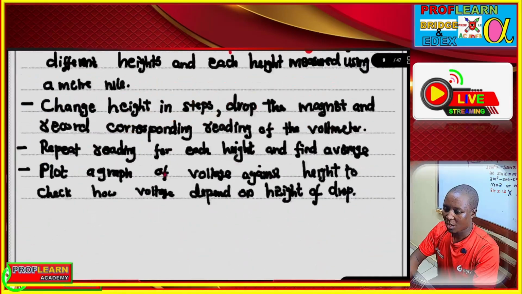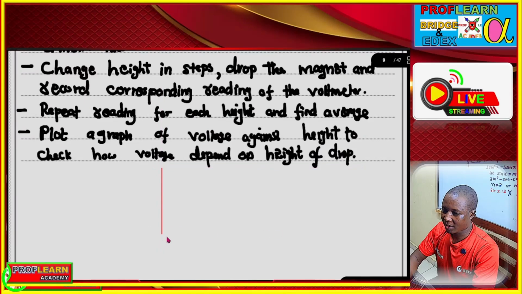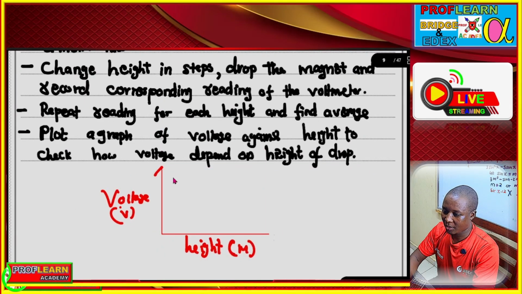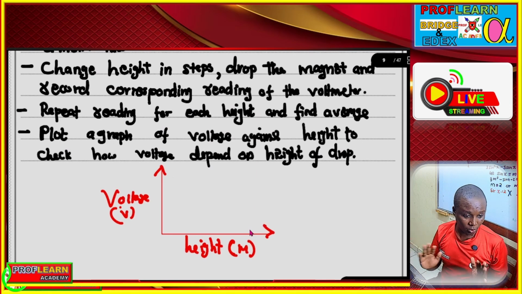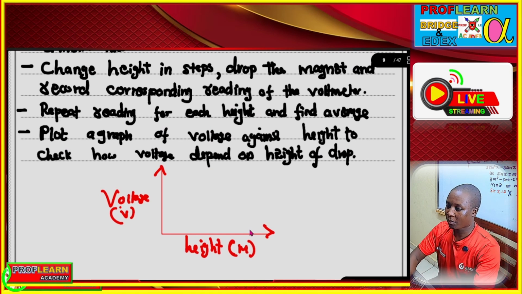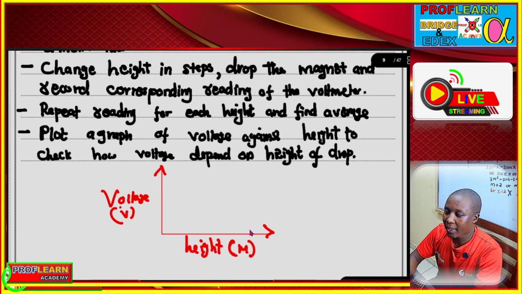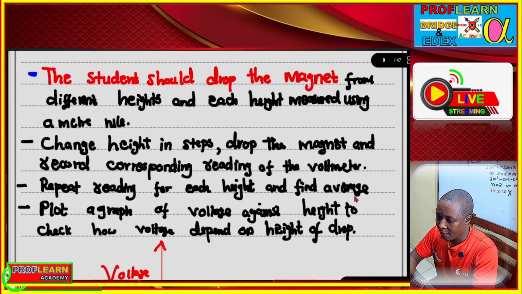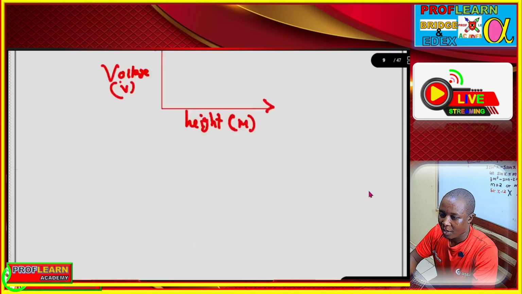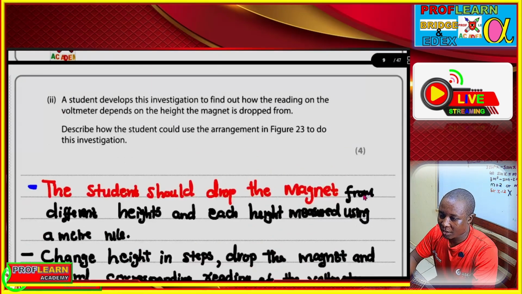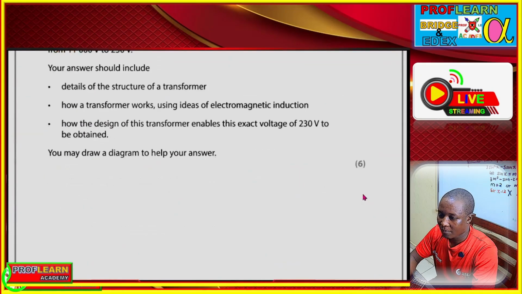Just draw a simple graph. You're not going to include every detail. Just draw the axes: you have voltage in volts and height in meters, and that's all. So from there, whoever is going to do the investigation, let him go and do it. We have explained how that investigation has to be done, and you will make the examiner happy by saying that for you to earn your marks. Moving to the next part, moving to the next question.